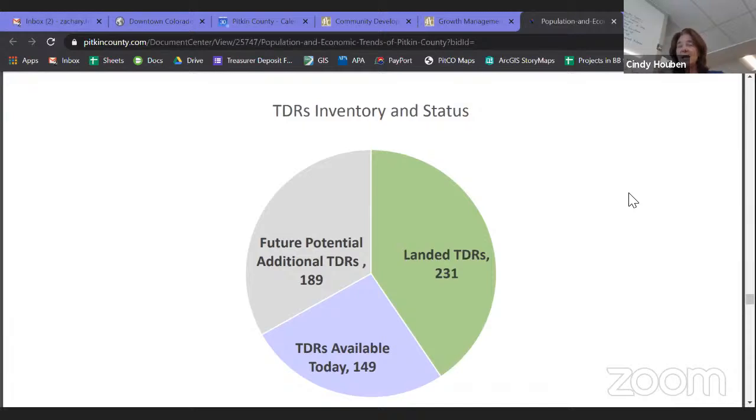So how much land has been preserved? Are we okay? Is it time to sunset the TDR program? Those are all real questions for today's discussion. So not a dumb question at all.